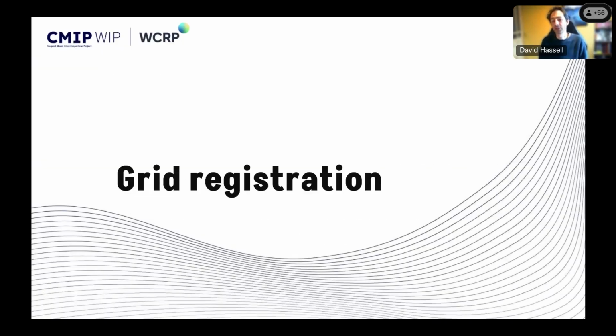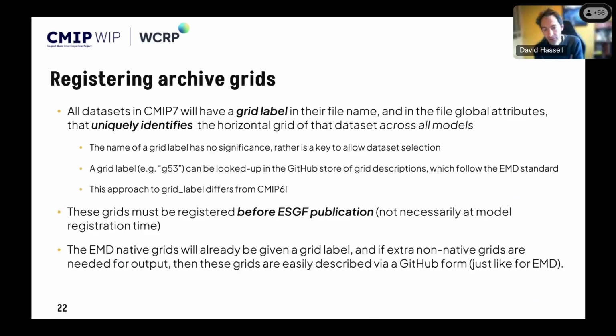Okay, so onto grid registration. This is something a bit new for CMIP7. The new aspect is, well, partly new. In CMIP6, all output datasets did have a grid label as part of their file name and inside their global attributes. But this grid label was quite a vague concept. It said this data is either on the native grid of the model that produced it, or it's not on the native grid. It was very generic and vague.